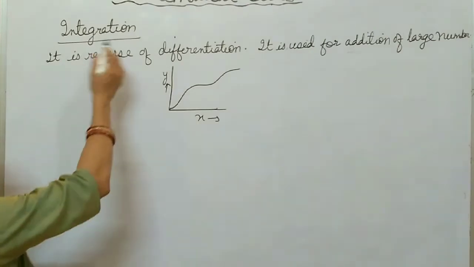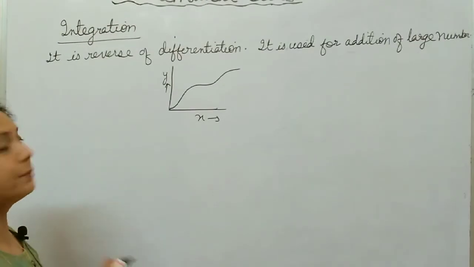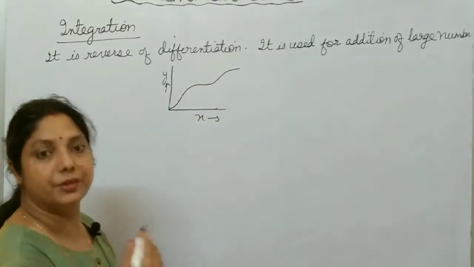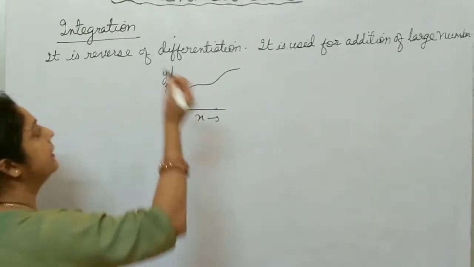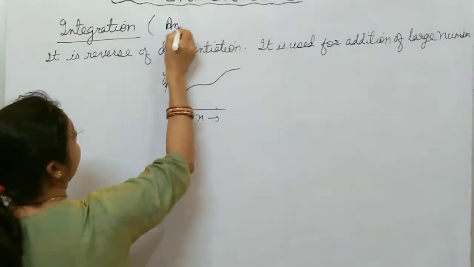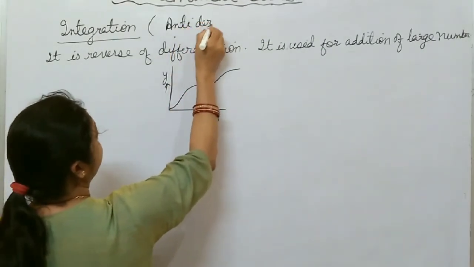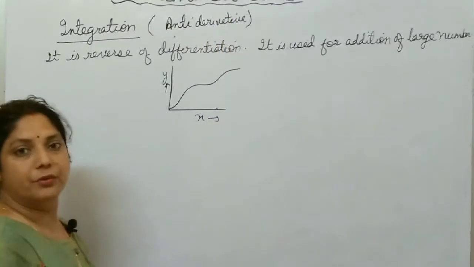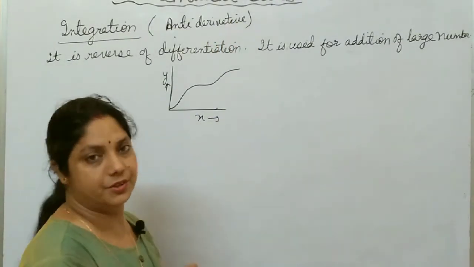Now the next one is integration. This topic is also very, very important. Integration is just the reverse of differentiation. It is also called antiderivative. So it's very easy to remember the formula. It is just the reverse of differentiation, right?